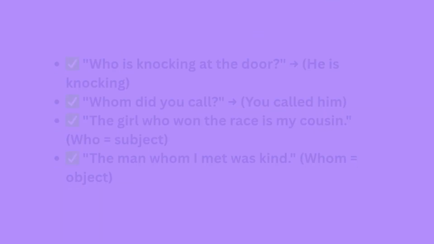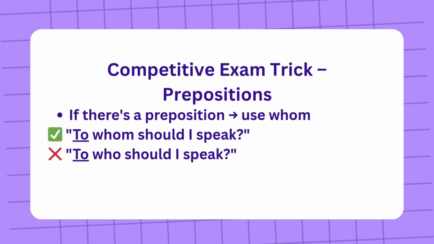In exams, if you see a preposition like to, with, for, by before the blank, then you just have to go for whom. It is always correct in this case. For example, to who should I speak is incorrect because to is a preposition, so we need to use whom after the preposition. It will become to whom should I speak.